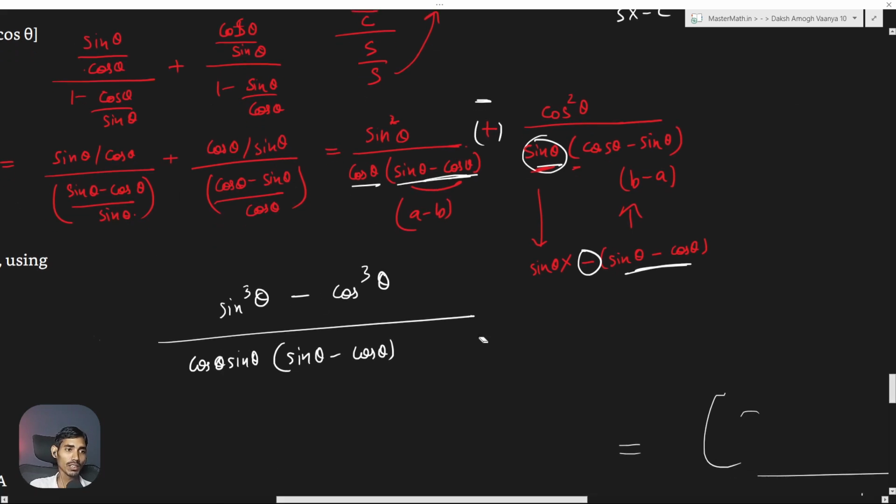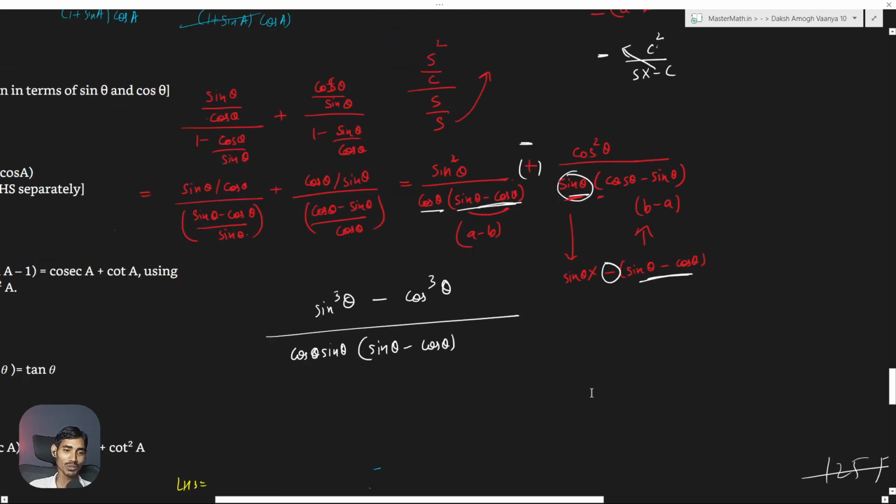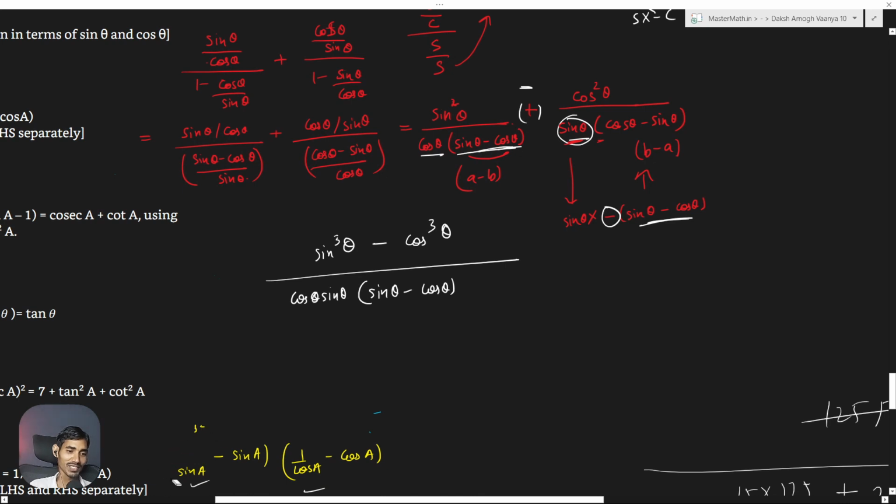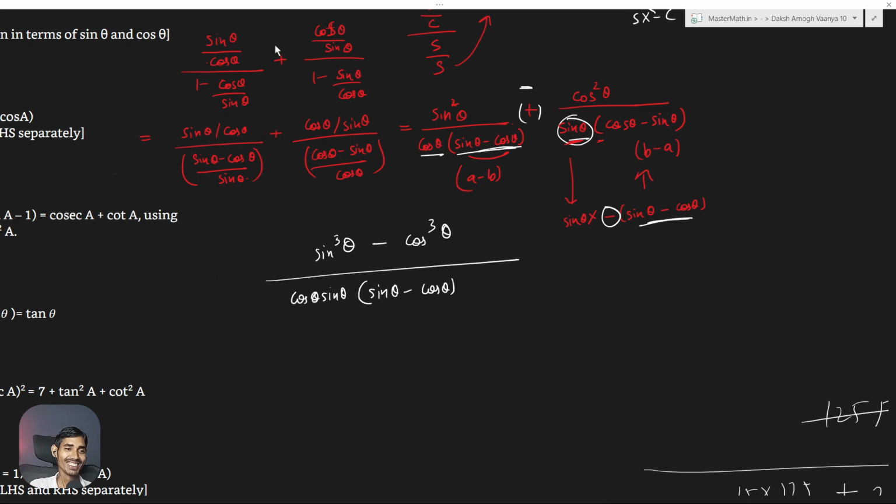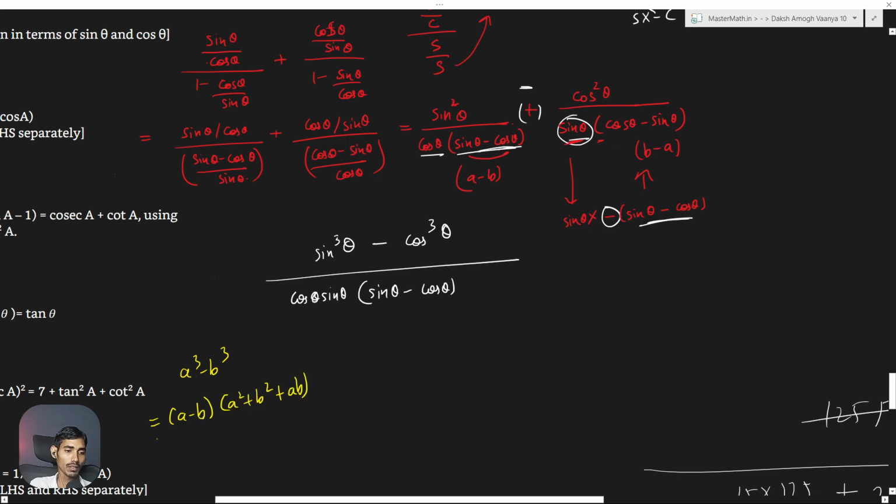Now we would use the a cube minus b cube identity. For those who don't know, a cube minus b cube is a minus b, a square plus b square plus ab. And for plus, it would have been a cube plus b cube, it would have been positive here and a negative sign with ab. So just note it down.